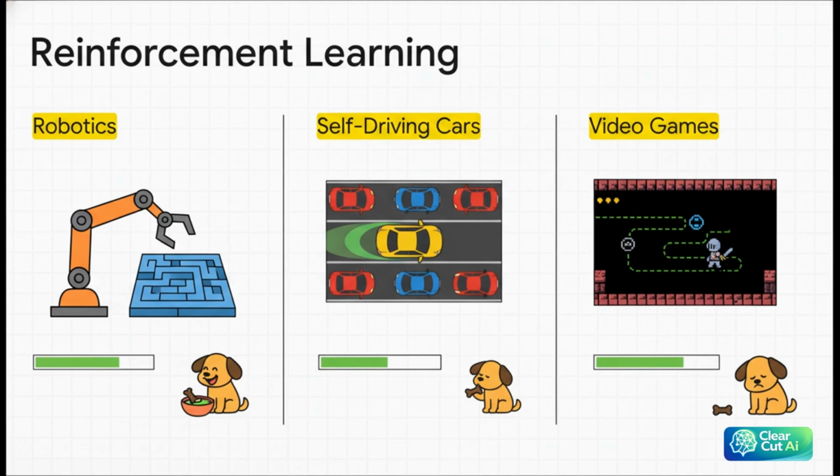Robots use the same idea to figure out how to get around a cluttered room or how to pick up something they've never seen before. Self-driving cars use it to learn safe driving habits. And in video games, it's used to create those non-player characters, NPCs, that can actually learn from how you play and adapt to be a tougher opponent.